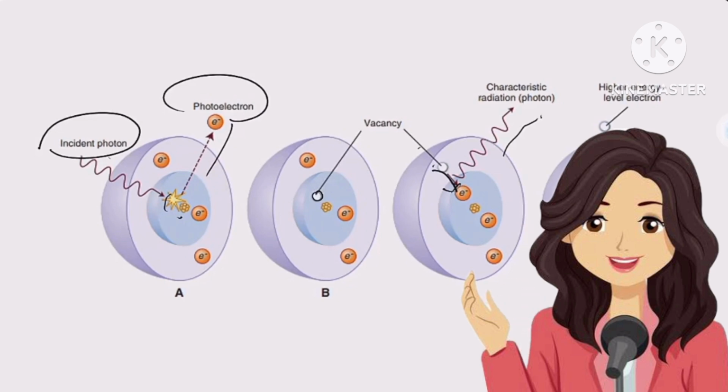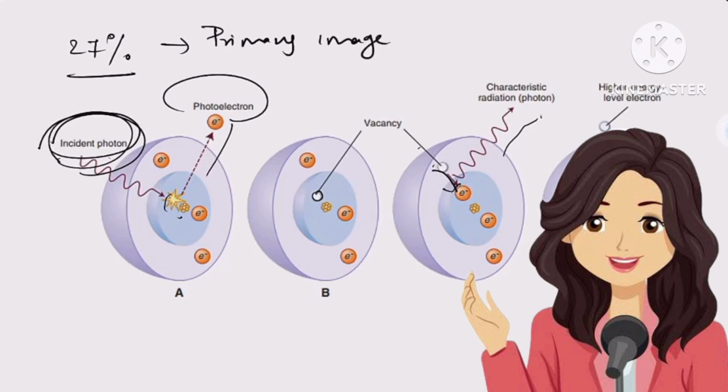Here, the incident photon is getting absorbed completely, and the photon which is getting absorbed completely will be more harmful as compared to the photon which is getting scattered. I'm sorry if I say electron; the photon which comes is getting completely absorbed by the tissues. So it will be more harmful to the tissues. And photoelectric absorption, at 27%, is the primary image contributor.